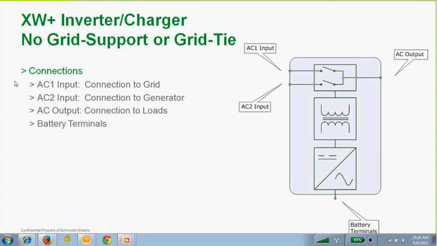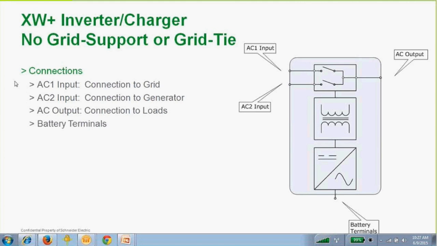So in its typical application, the grid's available, running the loads, maintaining batteries. When that grid goes out, that transfer opens, and the loads are now powered by the inverter in an inverter function using energy from the battery terminals. And if there's not enough energy there, say if you have solar and such, which we'll get into in more detail, we can actually start the generator. It'll come in the AC2 input.